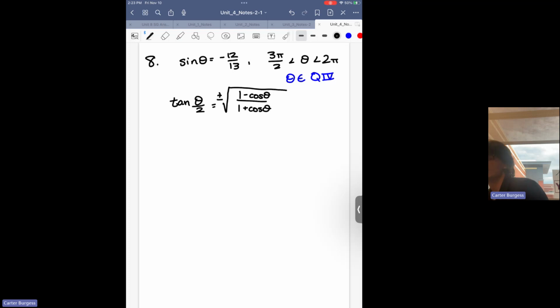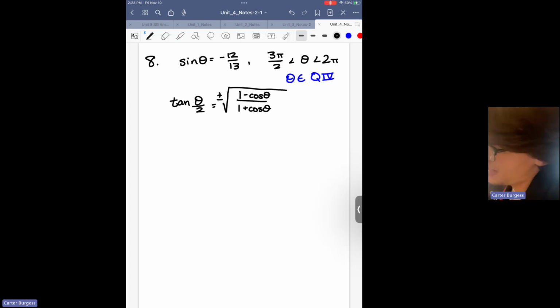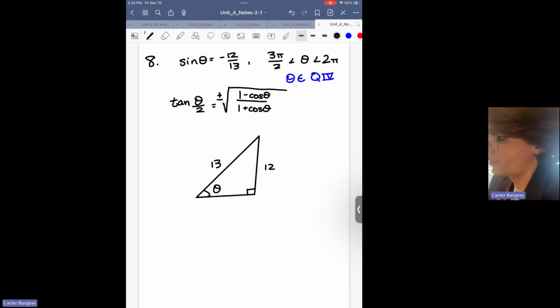Okay. So sine of theta equals negative 12 over 13. What does that tell us? Very good. So opposite side is 12, hypotenuse is 13, and therefore our adjacent side is, what do we say? 5. If we didn't know that, how could we figure it out? Pythagorean theorem.